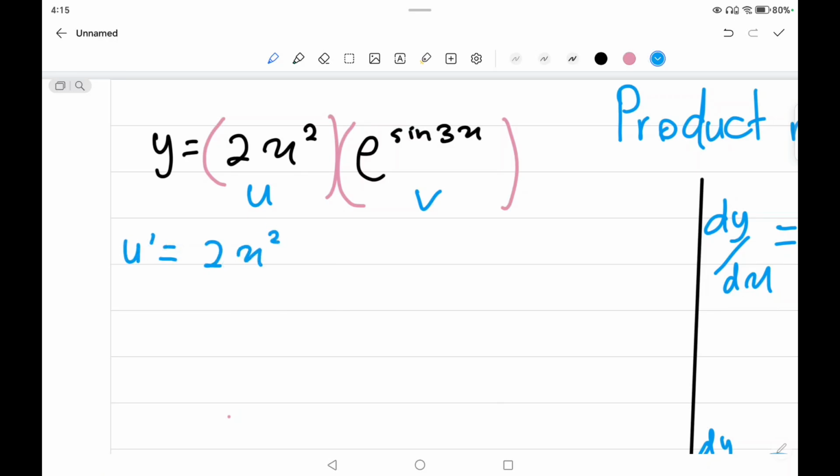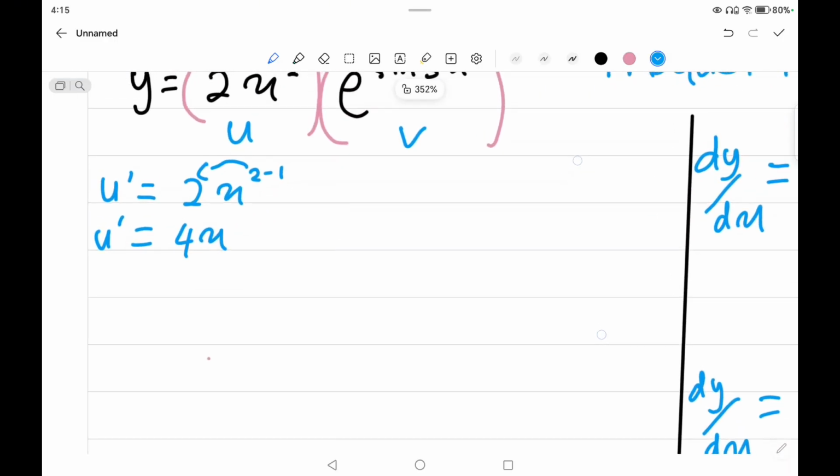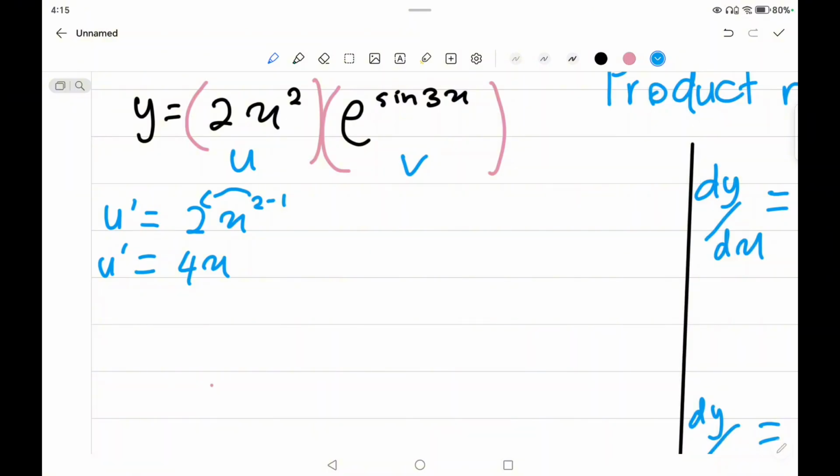For 2x squared, u prime will be 2 times 2, and then the power will be reduced by 1, so our u prime will be 4x. Okay, clear? Moving on, we need to find v prime.